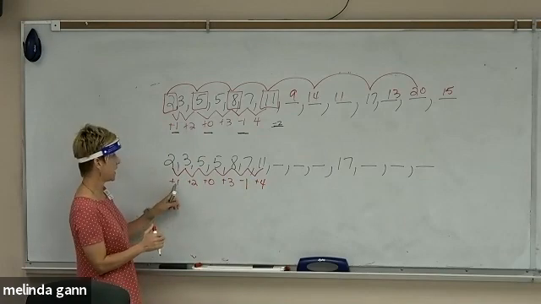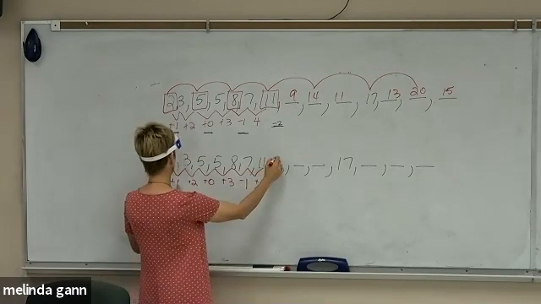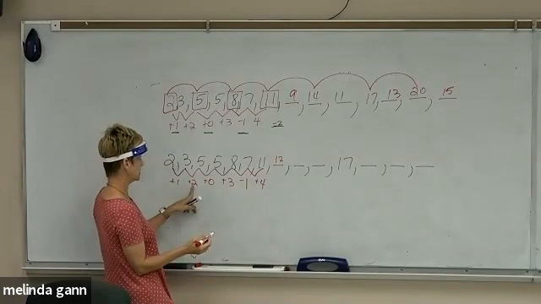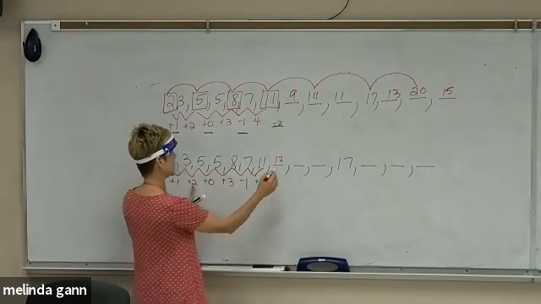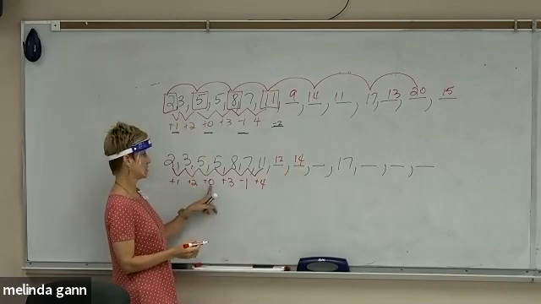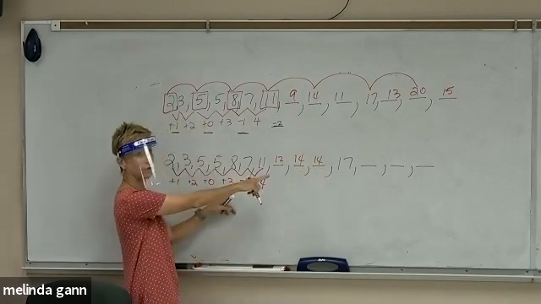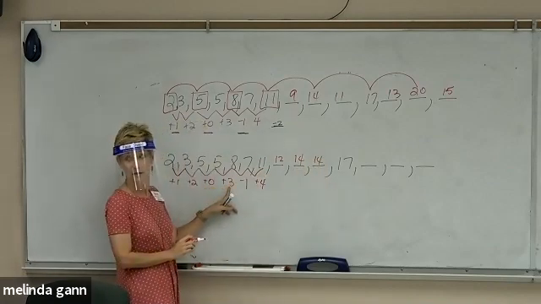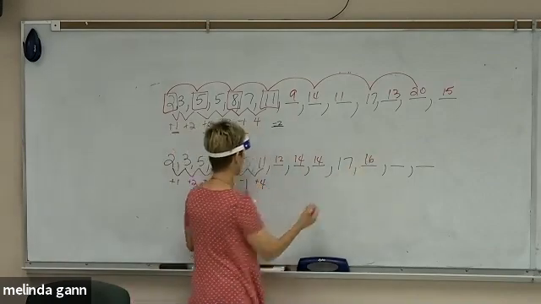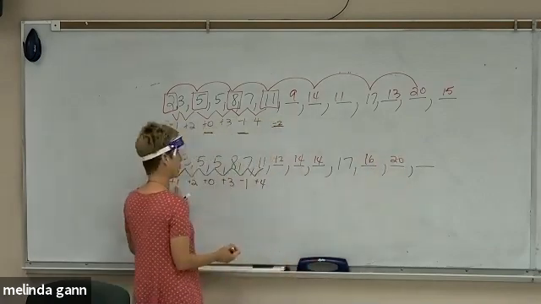So what's the next gonna go up by? 1. So that would be a what? 12. Then go up by what? 2. So that's going to be a what? 14. Then go up by 3. So what's that going to be? 17. And then go down by 1. So what's that going to be? A 16. Then go up by 4. So that's going to be a what? 20. And then start back over. You see what I'm saying?